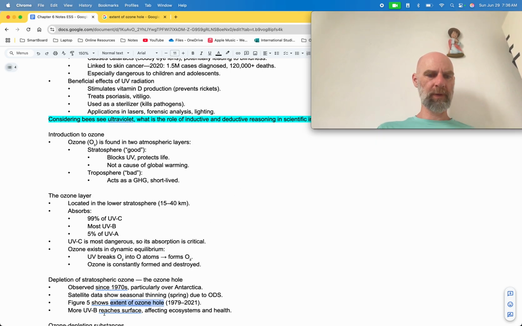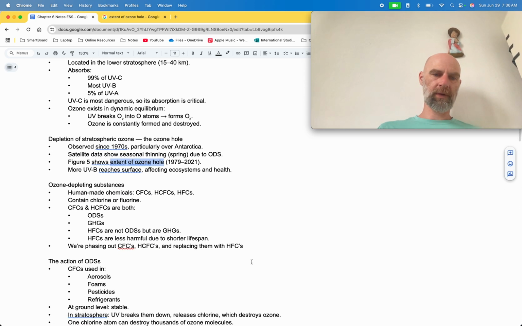More UVB reaches the surface, affecting ecosystems and your health. So that's the problem with the ozone hole. It's just we got more UVB coming on in. So, all right, let's go down here.